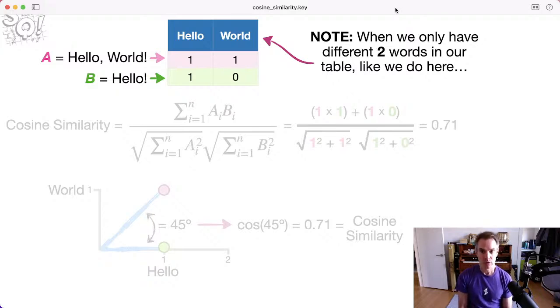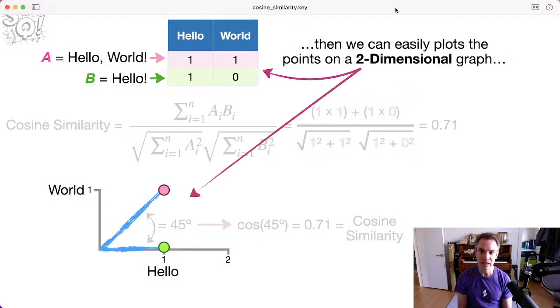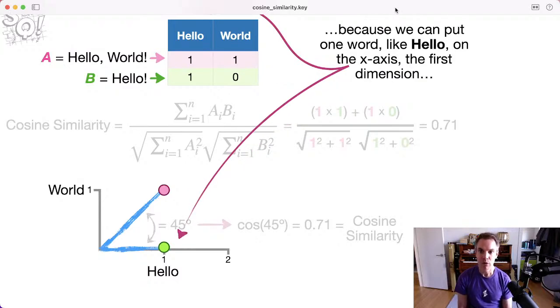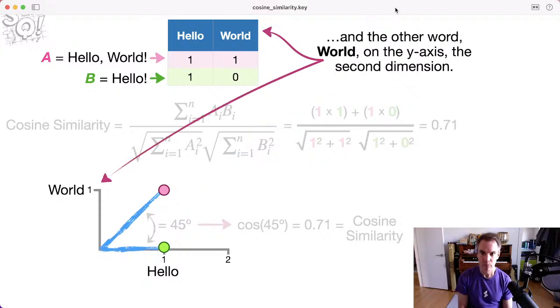Now, note, when we only have 2 different words in our table like we have here, then we can easily plot, I wrote plots, but I meant to write plot, we can easily plot the points on a 2-dimensional graph. Because we can put one word like hello on the x-axis, the first dimension, and the other word, world, on the y-axis, the second dimension.